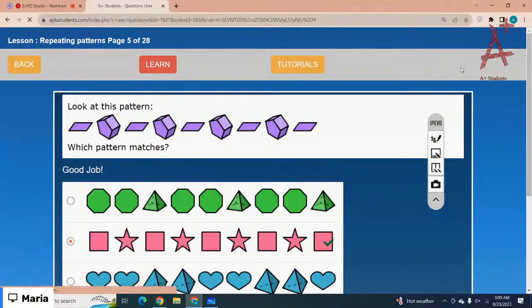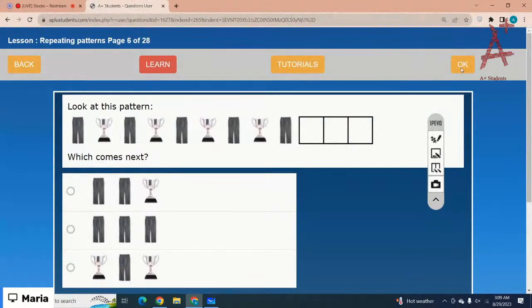Okay, if you already know the answers, please write down the correct answers because this one is very easy. So if you already know the answers, please write them down in the chat box. Look at this pattern, which comes next? So which is the correct option?